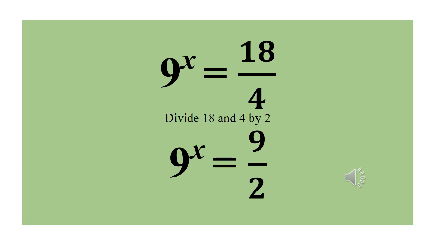Now from here we have 9 raised to power x equals 18 over 4. We can divide 18 and 4 by 2. So if we divide 18 by 2, we have 9. And we divide 4 by 2, we have 2. So we have 9 raised to power x equals 9 over 2.